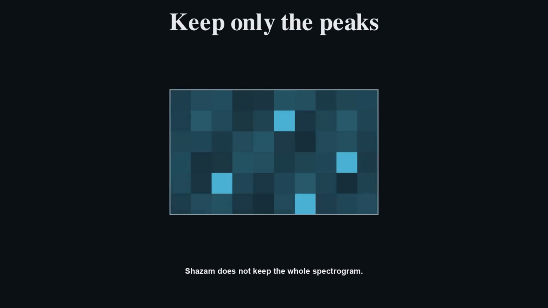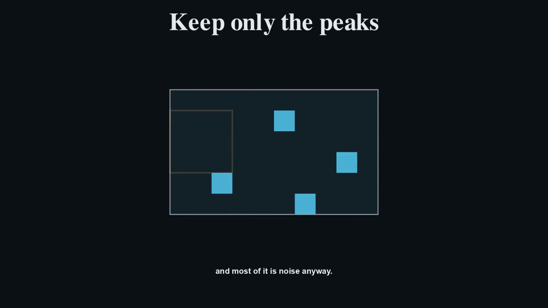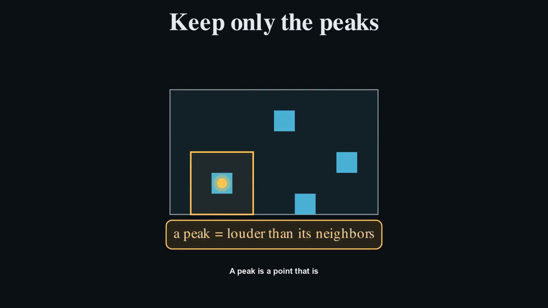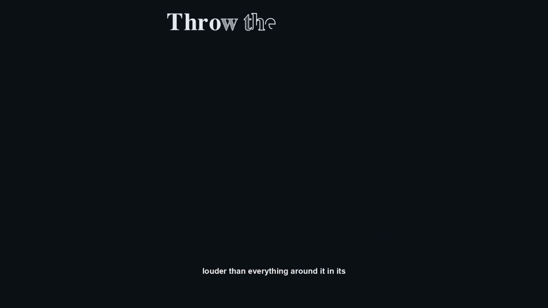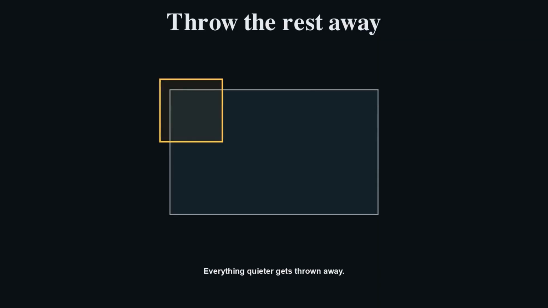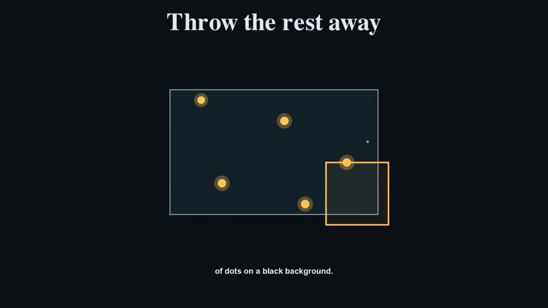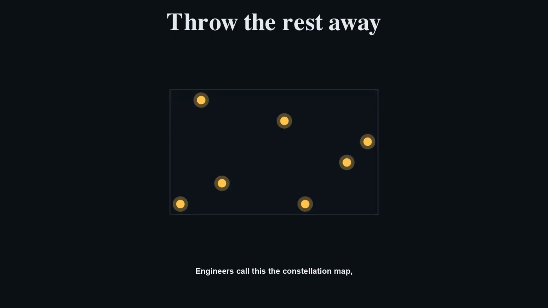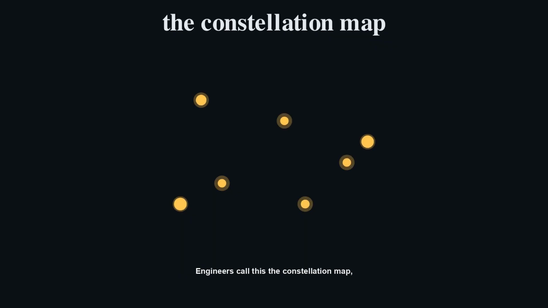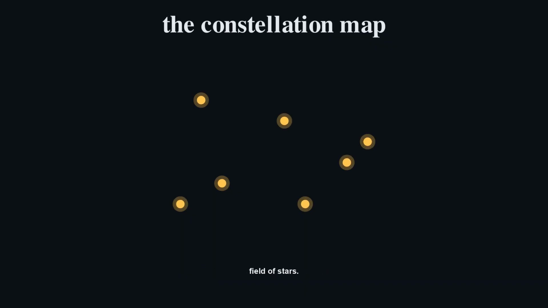Here is the key move. Shazam does not keep the whole spectrogram. That would be far too much data, and most of it is noise anyway. Instead, it keeps only the peaks. A peak is a point that is louder than everything around it in its little neighborhood. Everything quieter gets thrown away. What is left is a sparse scattering of dots on a black background. Engineers call this the constellation map, because it really does look like a field of stars.